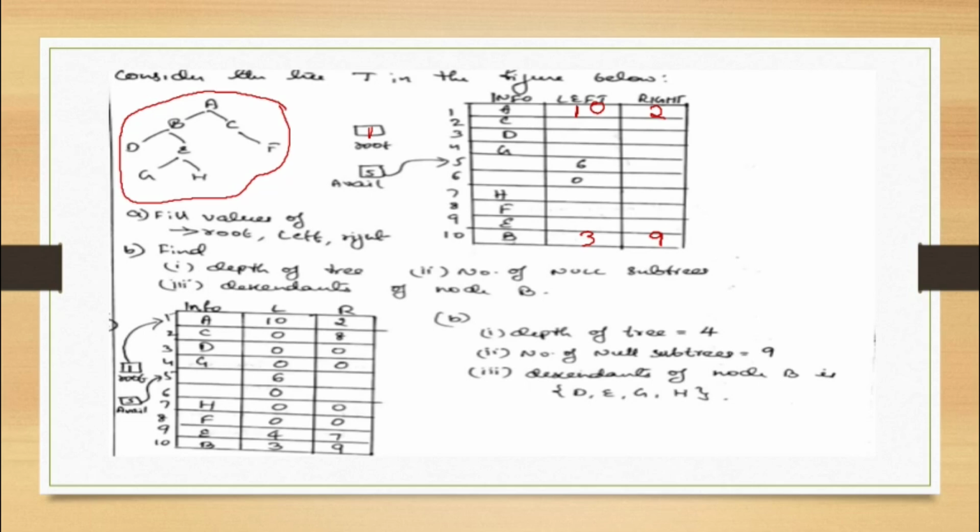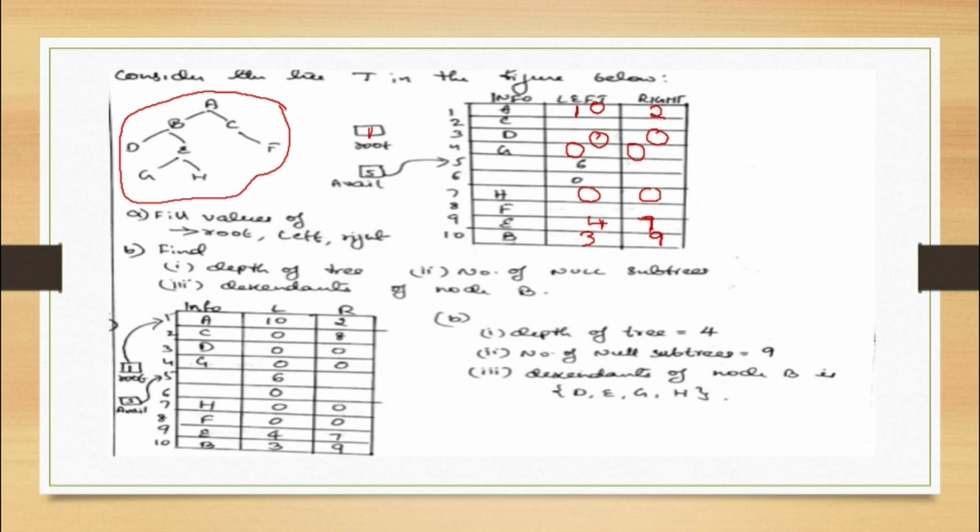D doesn't have a left and right child, so we simply put it as 0 and wind it up. Similarly, B has a right child which is at the ninth location, which is E. E has a left and right child which are G and H. G is stored in 4 and H is stored in 7. Now G and H don't have any children, so you can simply put 0 for the left link, and the right link of G you can also put as 0.